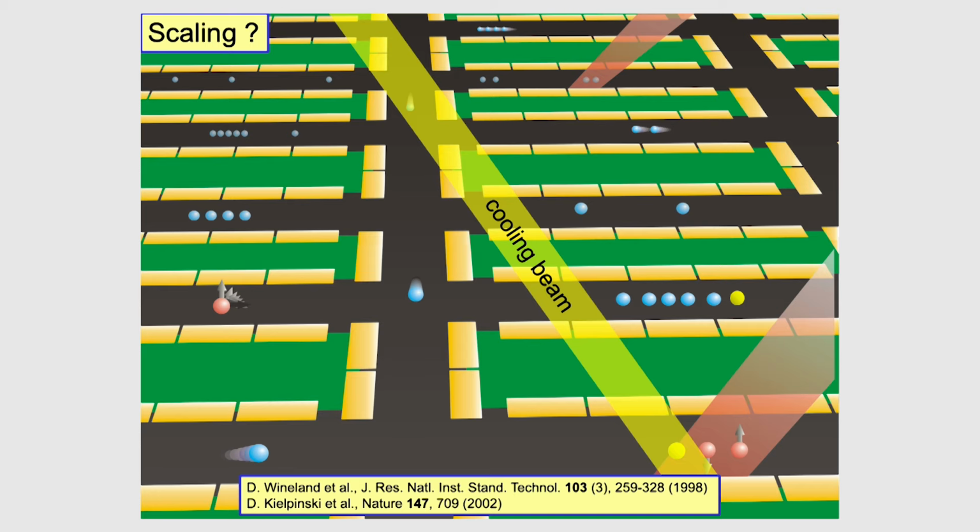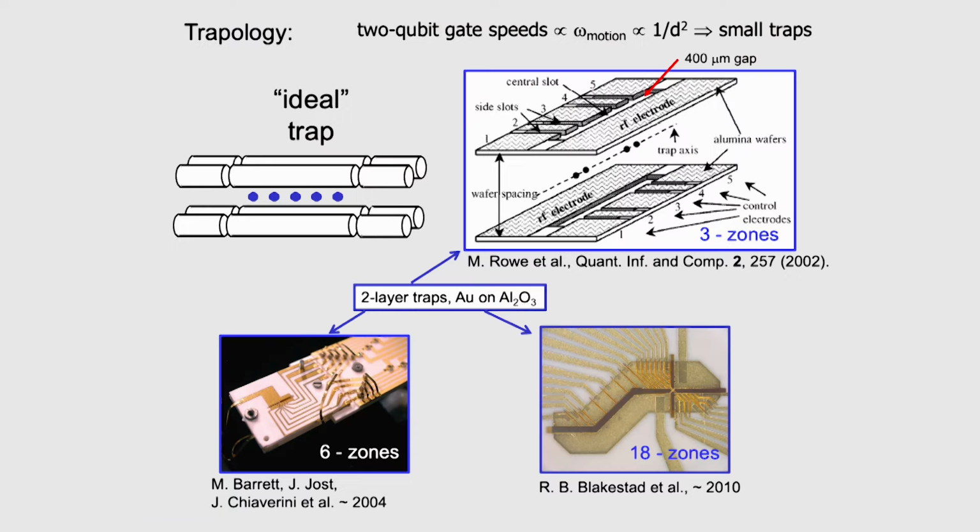So that's what I just said. We have an extra beam and a different kind of ion to cool the ions down before these logic operations.